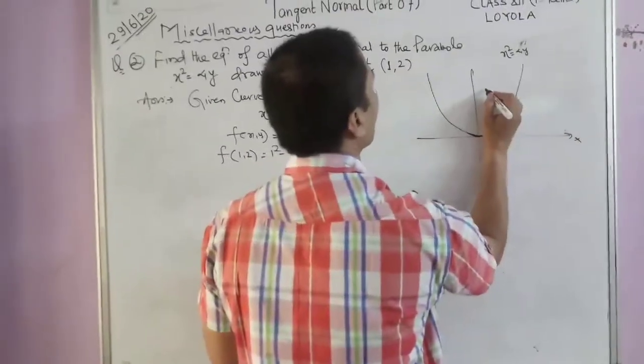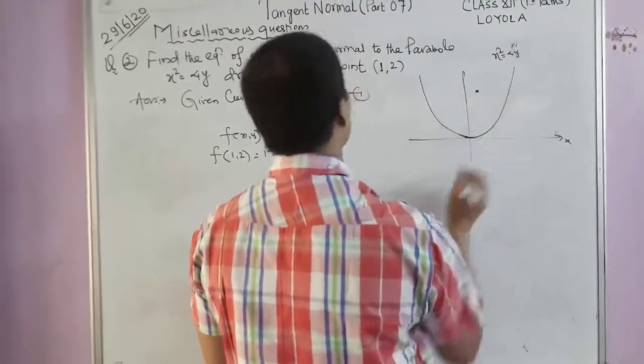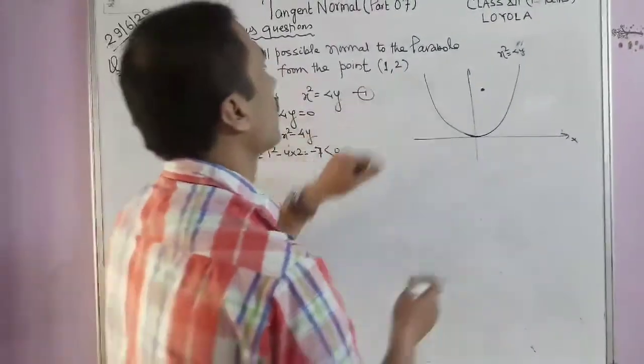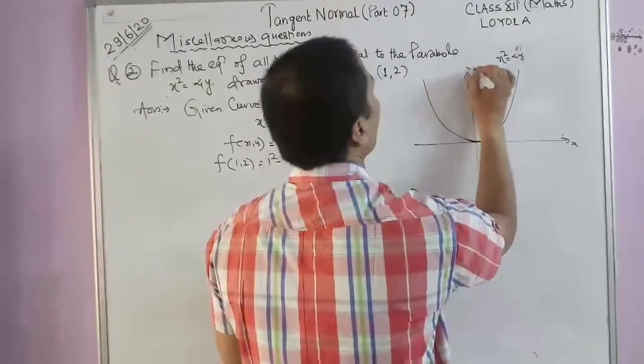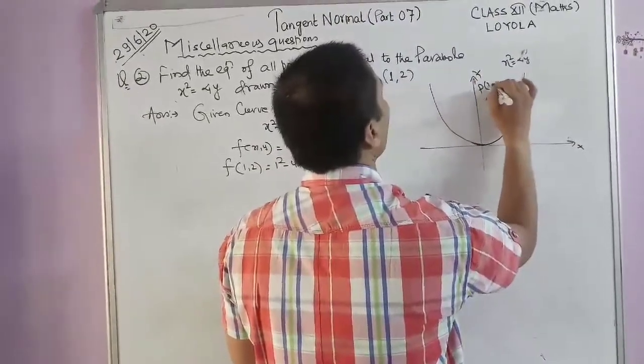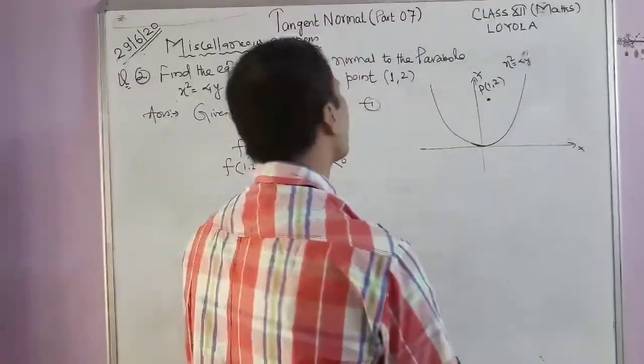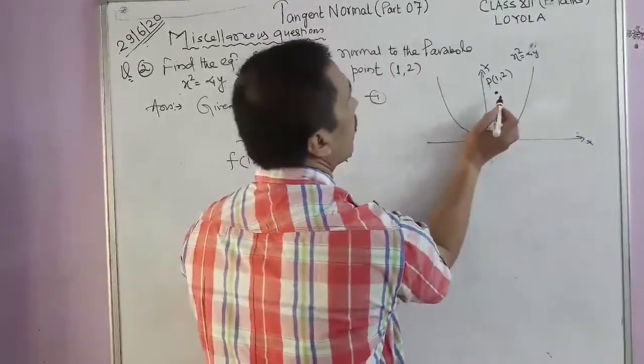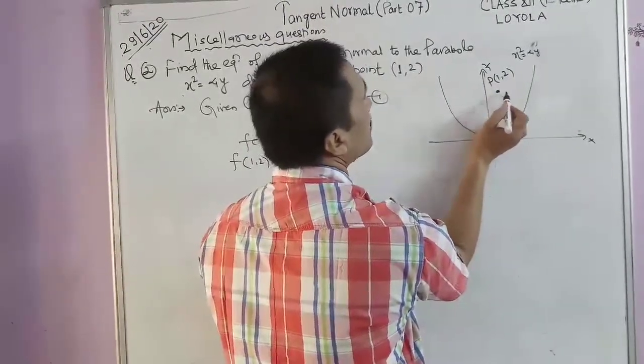We take a point anywhere inside, obviously both coordinates are positive, so in the first quadrant we have to find all possible normals from this point.